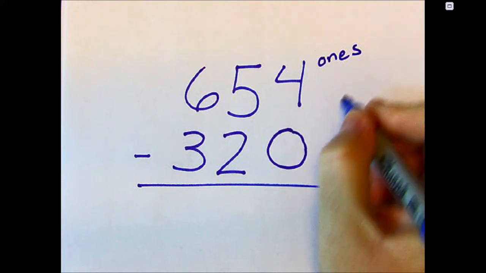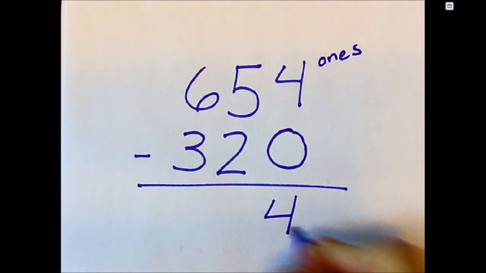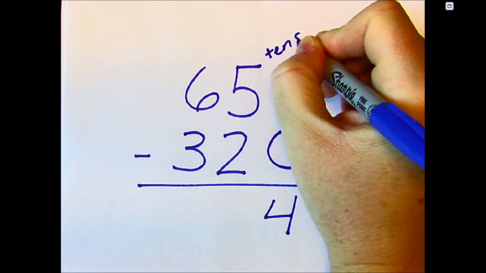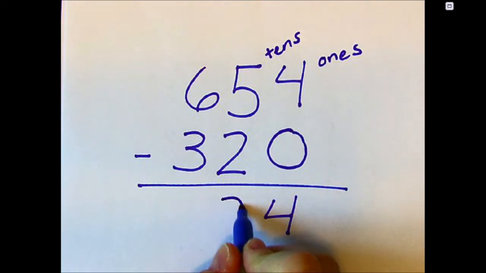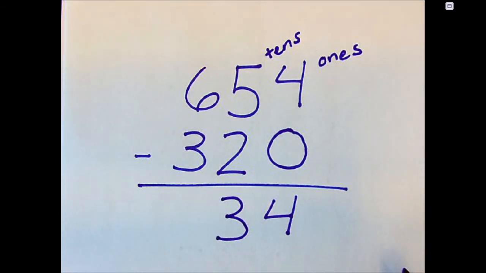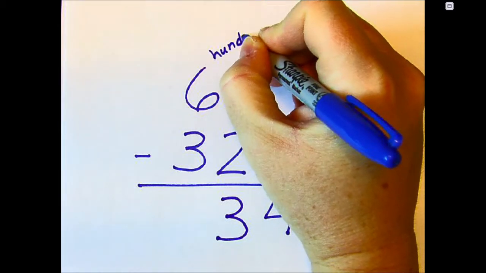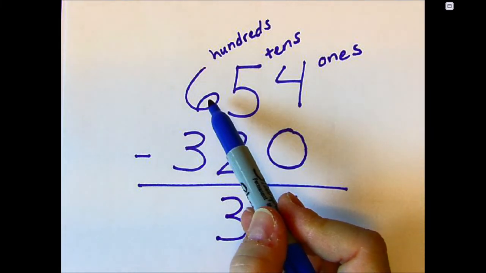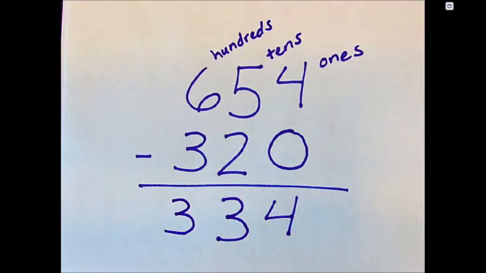when subtracting. So 4 ones minus 0 ones would give us 4 ones. Looking at the tens place, I have 5 tens, and I'm subtracting 2 tens, which leaves me 3 tens. And in the hundreds place, I have 6 hundreds, and I'm subtracting 3 of them, which leaves me with 3 hundreds.